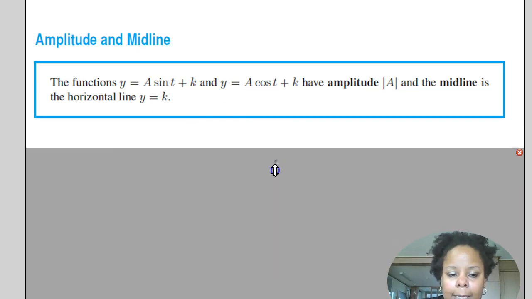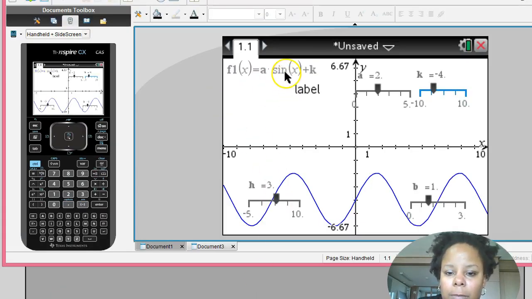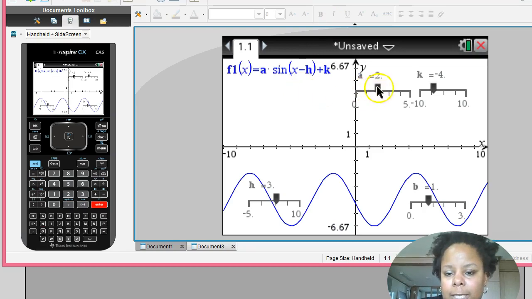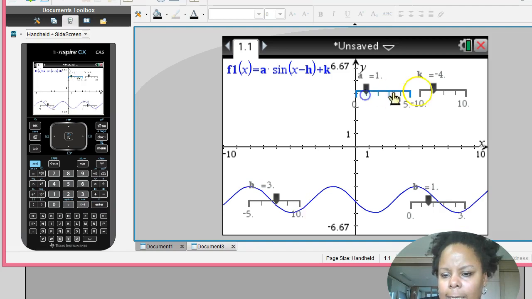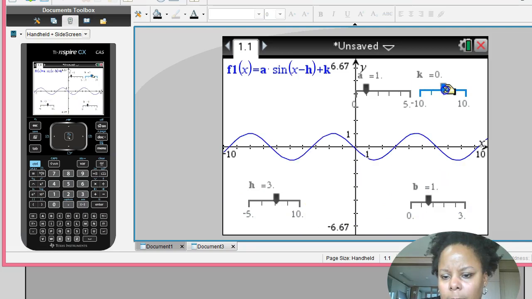Now let's take a look at a horizontal shift. How do I affect the horizontal shift? If you recall, the horizontal shift is labeled by h for horizontal. If you remember, to shift something horizontally, we need to change the input. So we're going to do x minus h, and that's going to affect the input. You might not have seen it because it was so quick, so let me put the amplitude back to 1 and the vertical shift back to 0. Now we take a look at h.